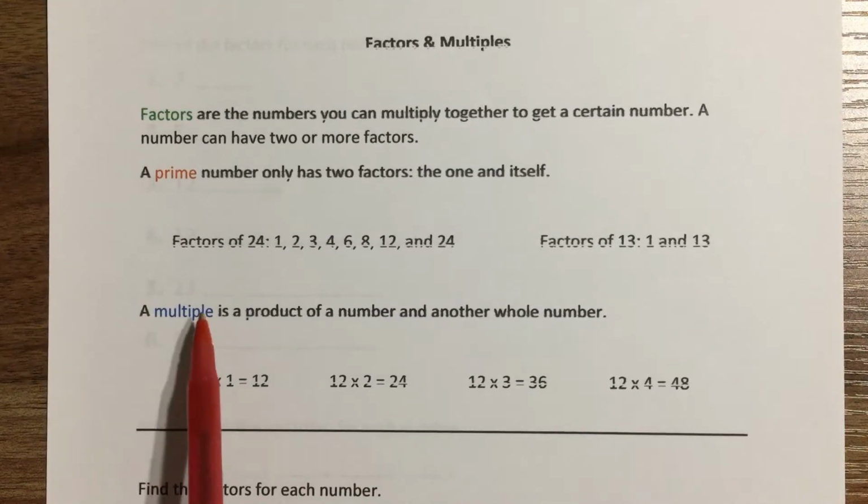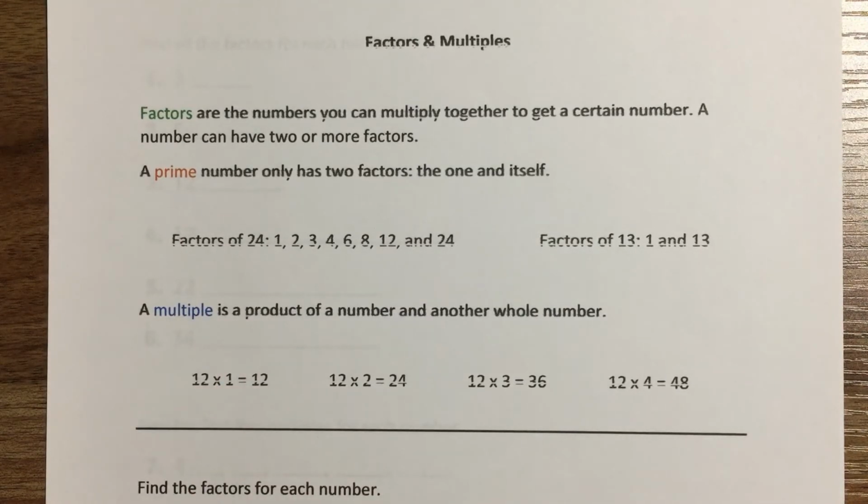The other one that we're looking at is this one in blue right here, a multiple. A multiple is a product, which means multiplied. We're multiplying a number by something else. A multiple is a product of a number and another whole number. So for example, here we have 12. 12 is our number that we're going to be multiplying by something else, and we're doing that for each one of these. And a multiple is going to be bigger than or equal to whatever that number is that we're starting with. So for our example here, we're using 12. Up here we used 24. Down here we're going to use 12.